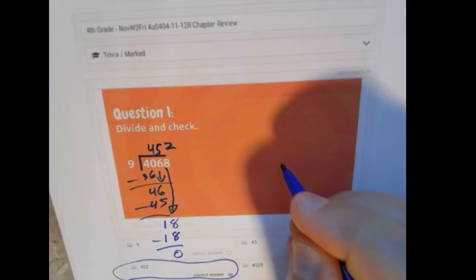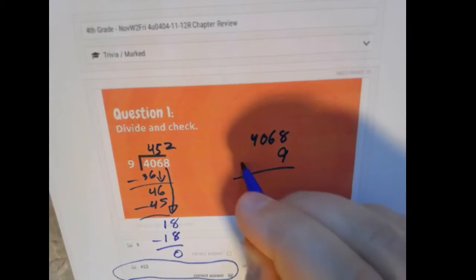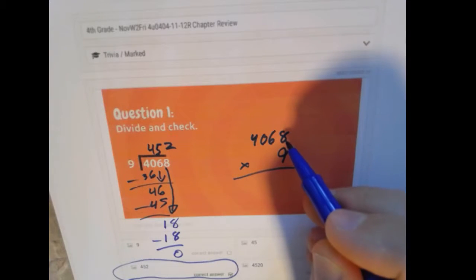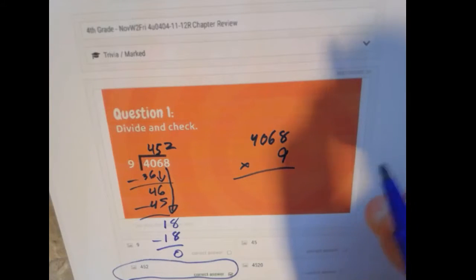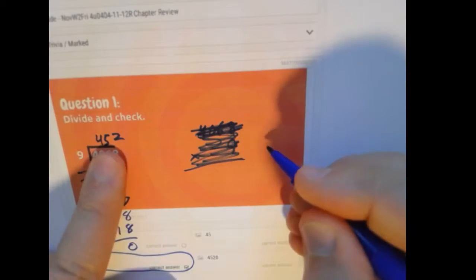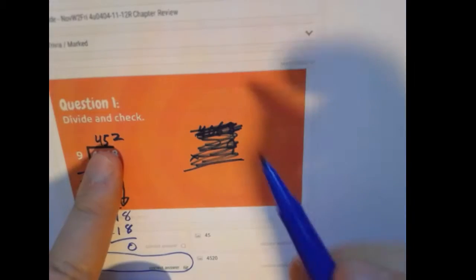We can check that by doing, okay, so 9 times 8. Oh, I did that wrong, didn't I? I'm sorry. I knew that looked wrong. Okay, so we do 9 times 452 because we're going to work backwards. There are some common mistakes. You're getting to witness common mistakes.